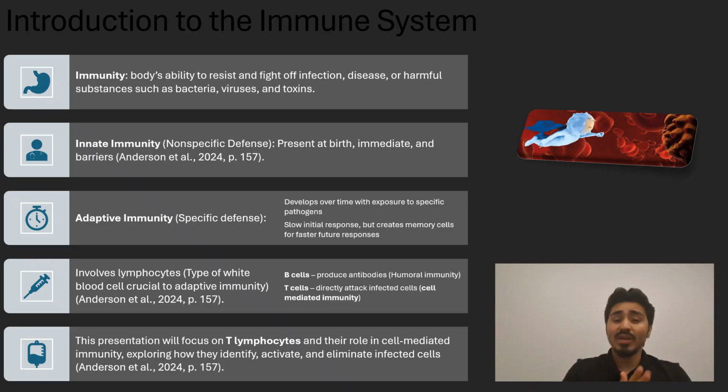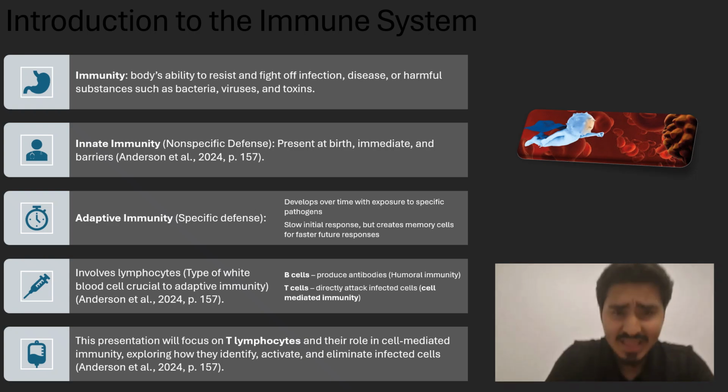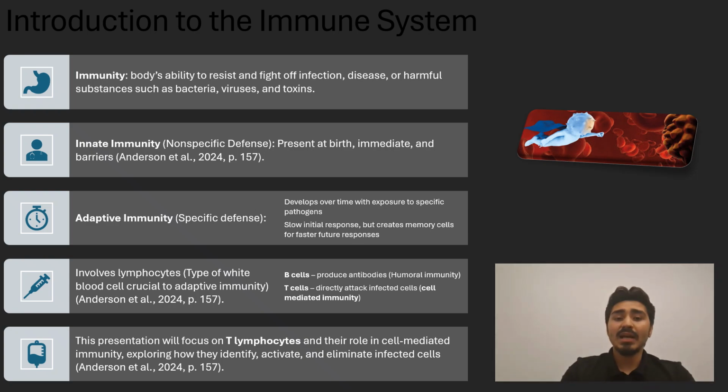On the other hand, adaptive immunity is much more specialized. It's developed as we are exposed to different pathogens throughout the process of our lives. It takes longer to activate, but once it does, it creates memory cells that allow the body to respond much faster the next time the pathogen is present. The adaptive system mainly relies on lymphocytes, a type of white blood cells. There are two main types of white blood cells, which Robert will be going more into detail further along the presentation. But overall, that's why it's known as cell-mediated immunity.